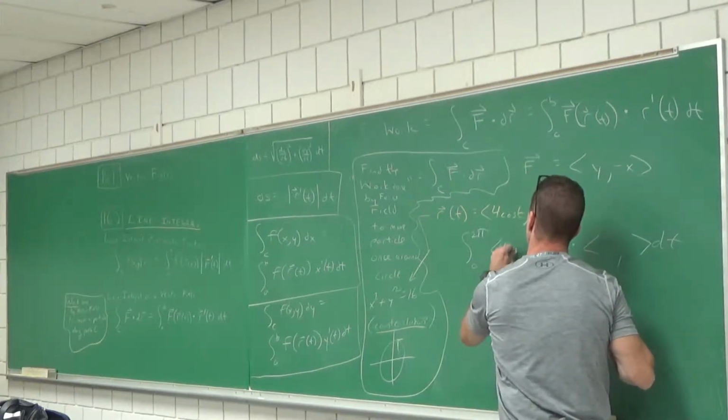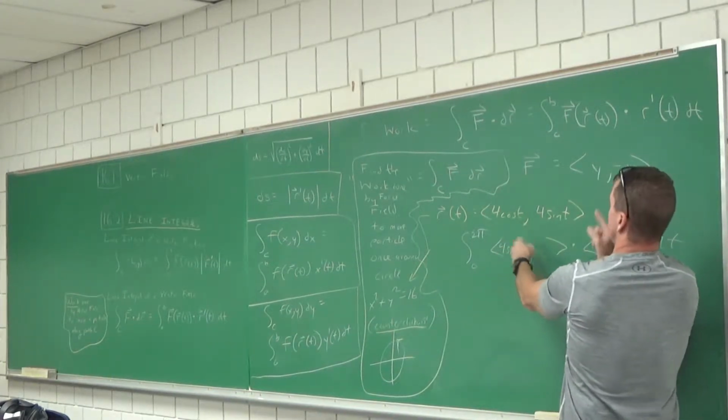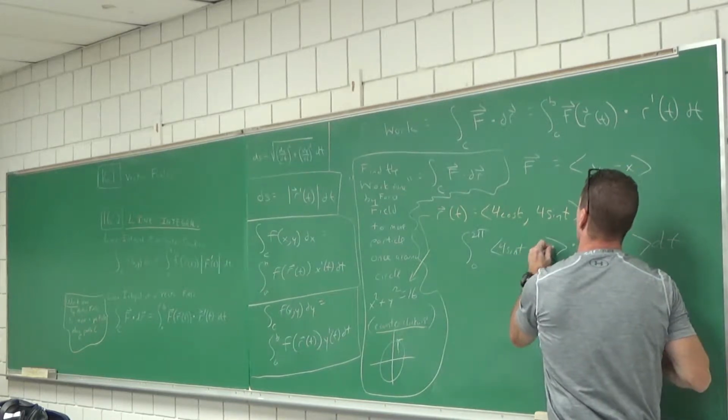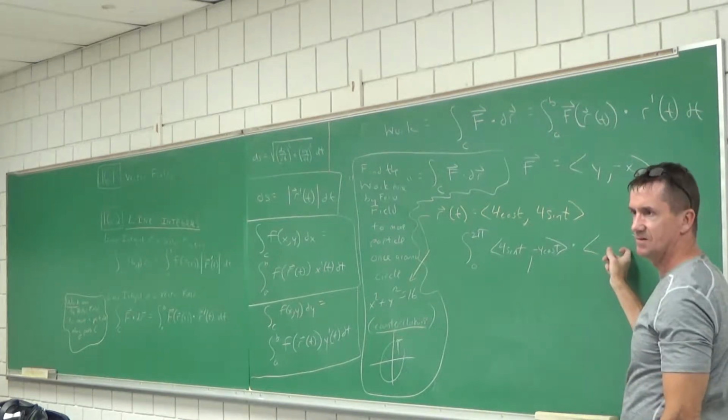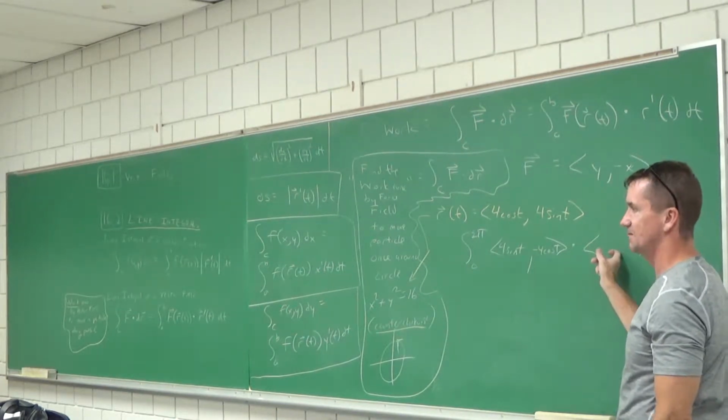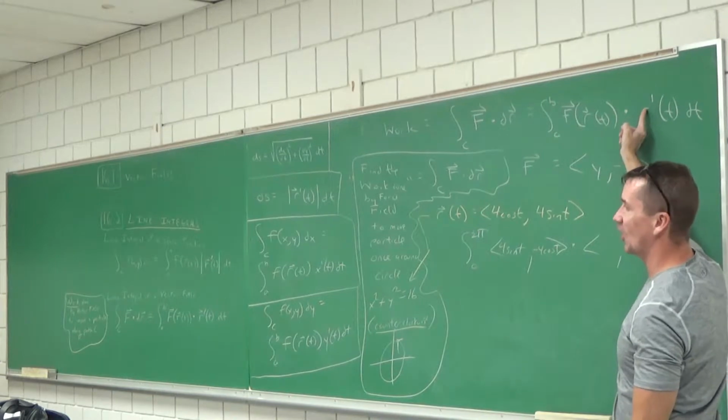4 sine t. And what goes here? Negative 4 cos t. 4 cos t. So far so good? What's this though? Oh, we need the derivatives. Be careful, don't put r(t) here. Look, r prime of t.